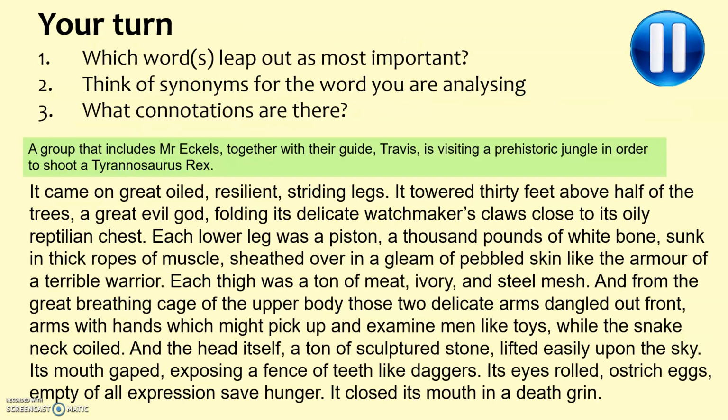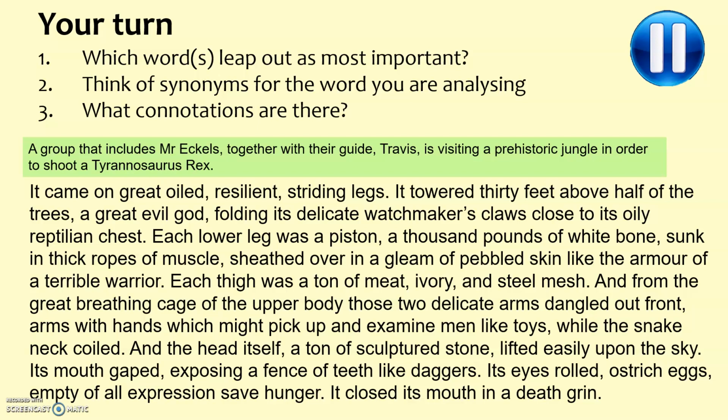Now, what I've got here is the next extract I'd like you to have a look at, and you really want to pause this in a minute once I've read through it and have a go yourself. The number 1, 2, 3 steps are at the top of the screen there for you to refer back to when you're having a go. The bit in the green box just puts this extract into some context. A group that includes Mr. Eccles, together with their guide Travis, is visiting a prehistoric jungle in order to shoot a Tyrannosaurus Rex.